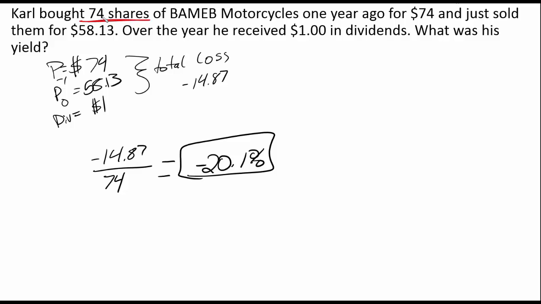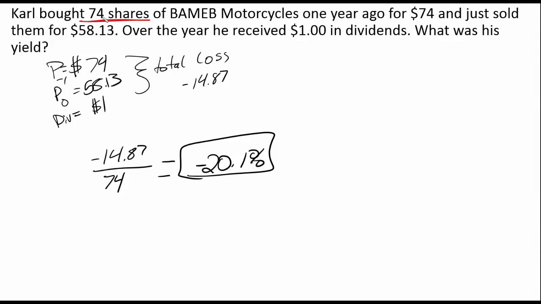Now, one thing that might be confusing to you is that we got 74 shares, so we should multiply this number by 74. Well, that's not exactly accurate, right? Because if we buy one share, we paid $74 and we lose $14.87 on that one share, we're going to lose 20% on that share. We buy another share, we're going to lose 20% on that share. It doesn't matter how many shares we purchase, I'm going to lose 20.1% on every single share.